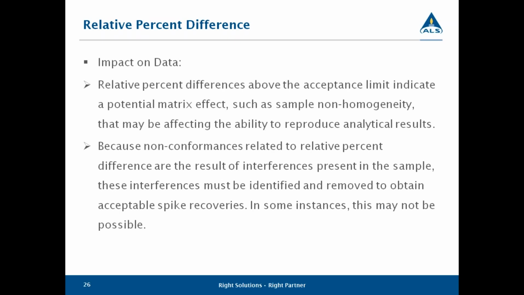So anyway, what's the impact on the data? Relative percent differences above the acceptance limit indicate a potential matrix effect, such as sample non-homogeneity, which may be affecting the ability to reproduce analytical results. These nonconformances related to relative percent differences are more often than not the result of interferences present in the sample.